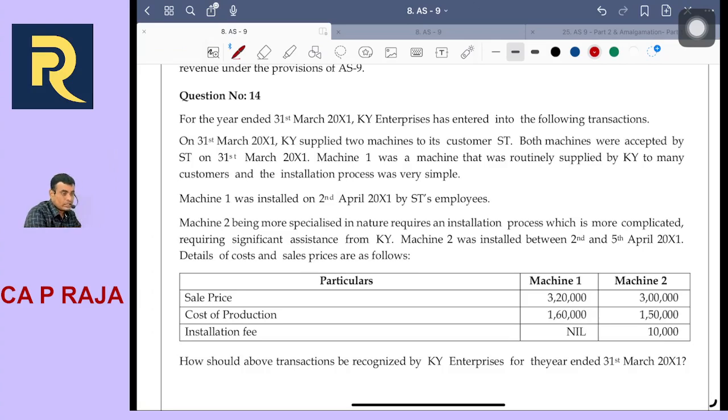3 lakhs, 1,50,000. Goods with customer, yeah. At the moment it becomes goods with the customer, you should go with the cost price only, not the sale value.